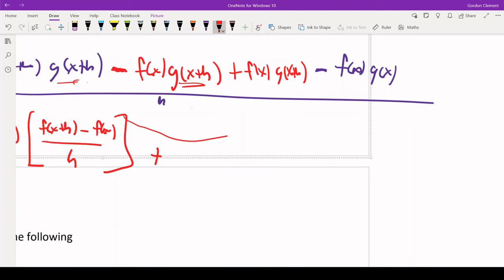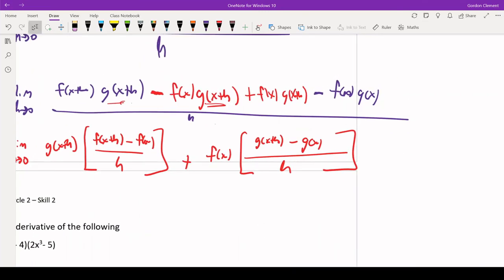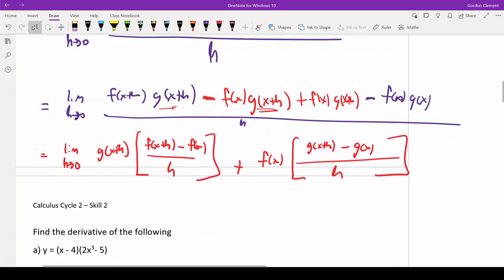Maybe I'll do the exact same thing with that, and I'll factor out that f of x and see what I'm left with. So I'm left with g of x plus h minus g of x all over h. And by golly, that piece, that fraction, after I factor out this common f of x, looks like the derivative of g of x. And that's kind of interesting.